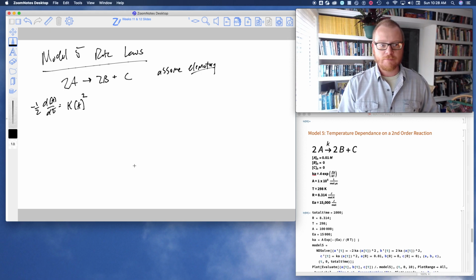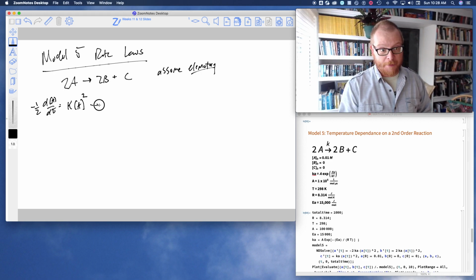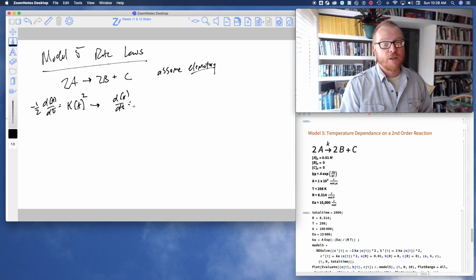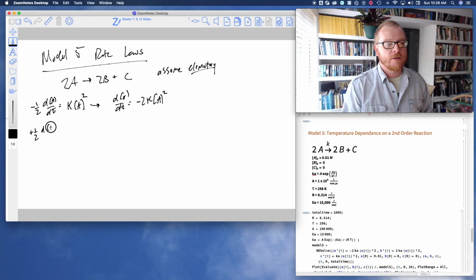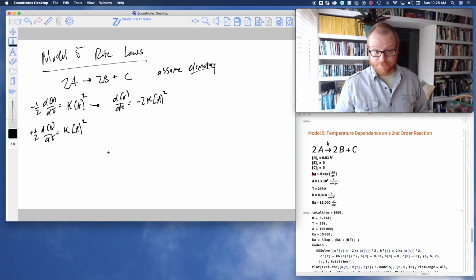Okay. And now this is the only reaction involved in A. So that's it. That's the rate law for A. So what I'm going to do here is keep this in terms of dA by dt. So I'm going to call that negative 2 times K A squared. All right. And so now B is going to be positive 1/2 dB dt. And that is actually still going to equal K times A squared, because it's all about the reactants.